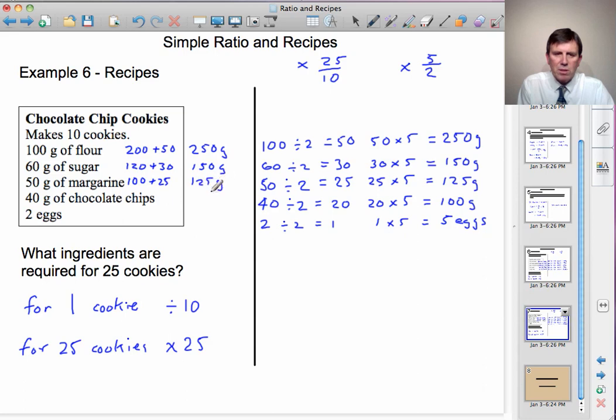2 lots of 50 is 100, and a half of 50 would be another 25, so that would be 125 grams. 2 lots of 40 is 80, plus half of 40 is another 20, so that would give me 100 grams. And 2 lots of 2 is 4, plus a half of 2 is another 1, that would give me 5 eggs. And if you check across the line, you'll see we've got exactly the same answers doing it that way. The choice is yours.